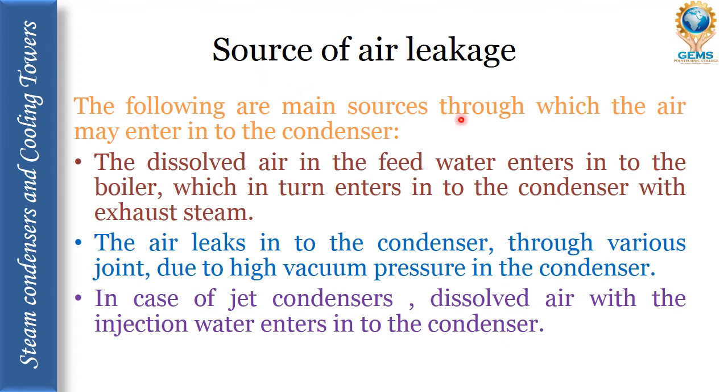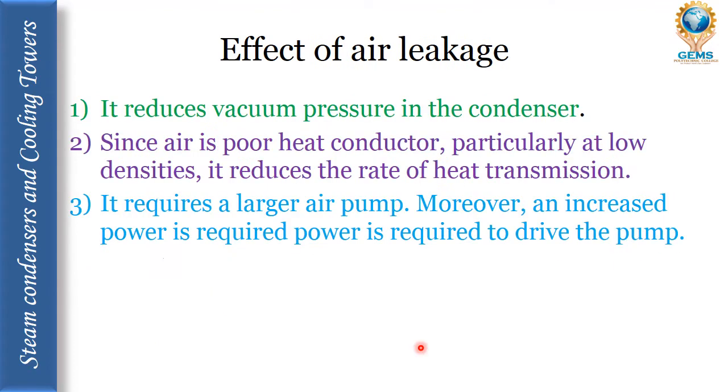Now let's come to the source of air leakage. The following are the main sources through which air may enter into the condenser. The dissolved air in the feed water enters into the boiler, which in turn enters into the condenser with the exhaust steam. The air leaks into the condenser through various joints due to the high vacuum pressure in the condenser. In the case of a jet condenser, air enters dissolved in the injection water.